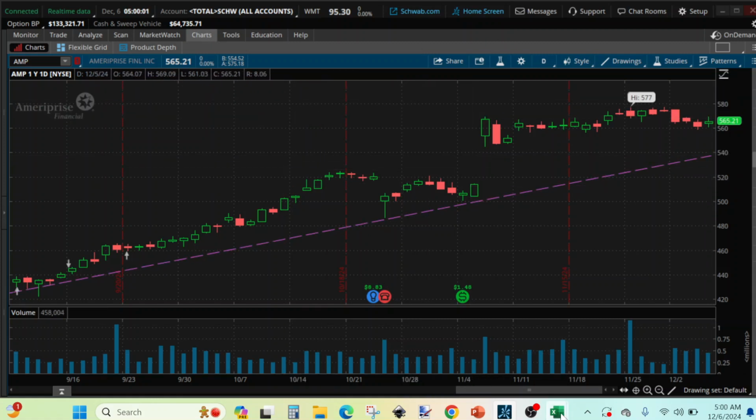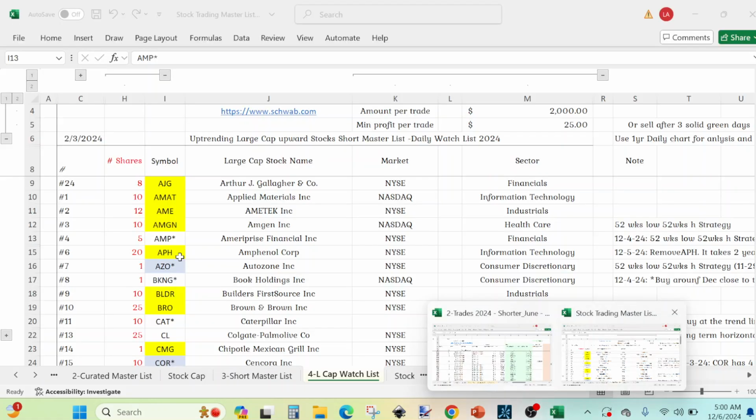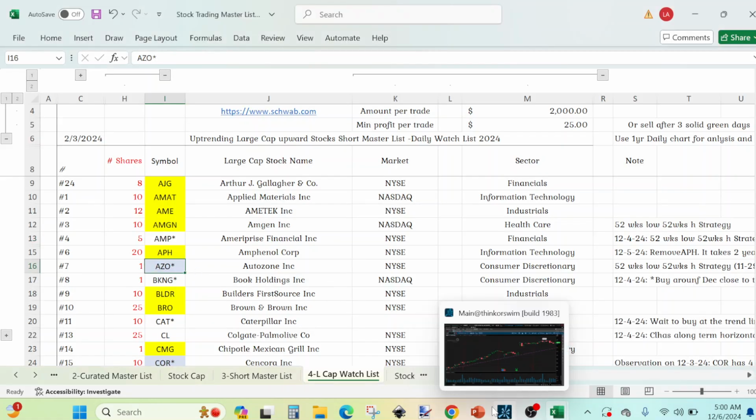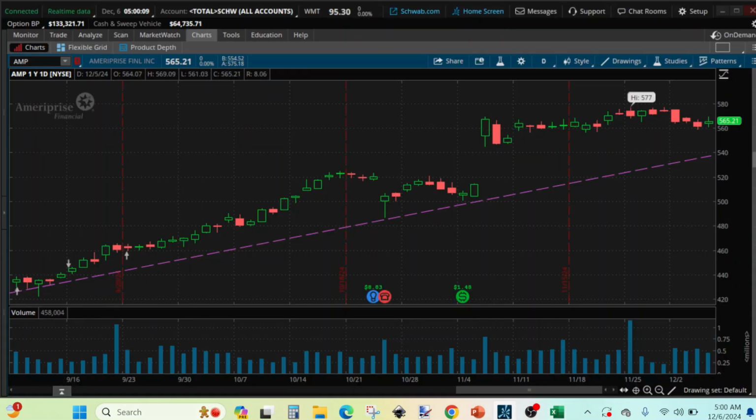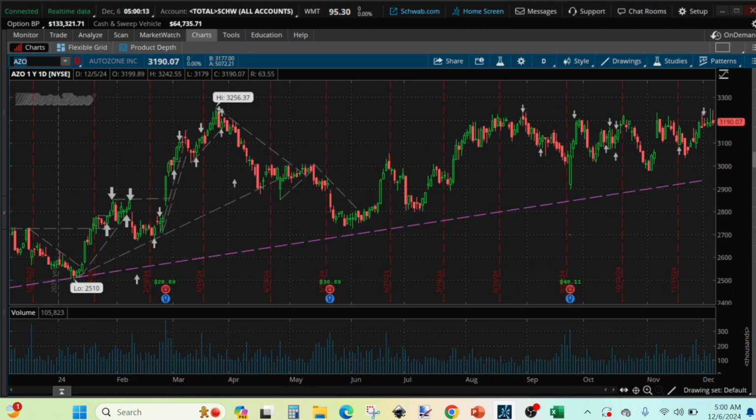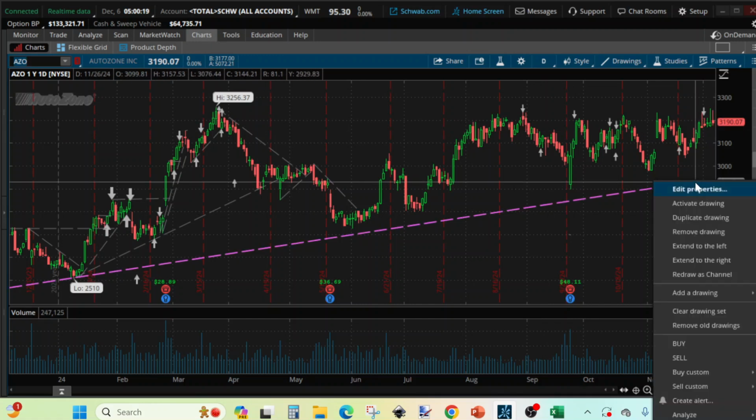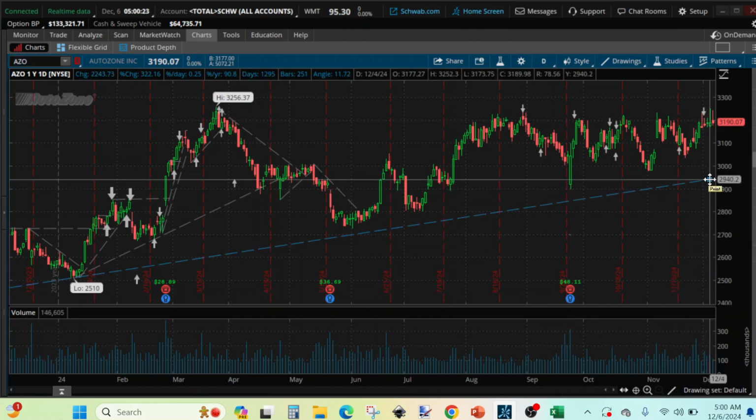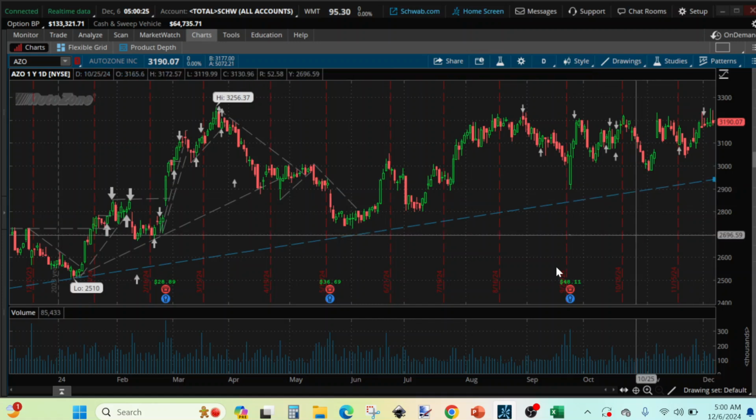So the next one is going to be AZO. So AZO, yesterday it pulled back, but we will buy it when it reaches, when it pulls back to this trend line and starts going up.